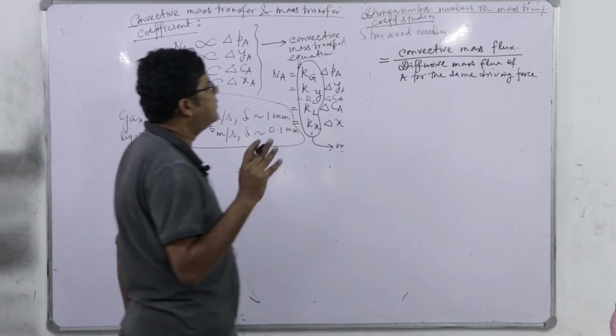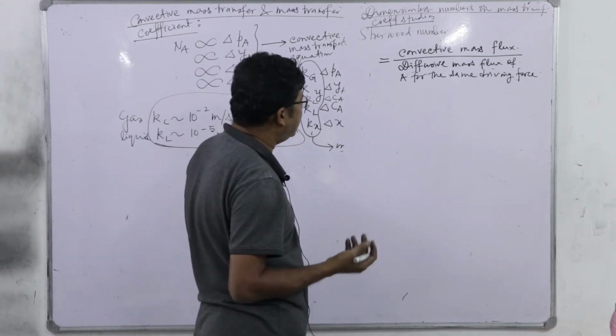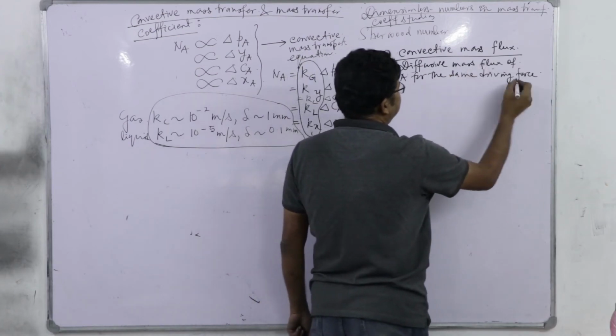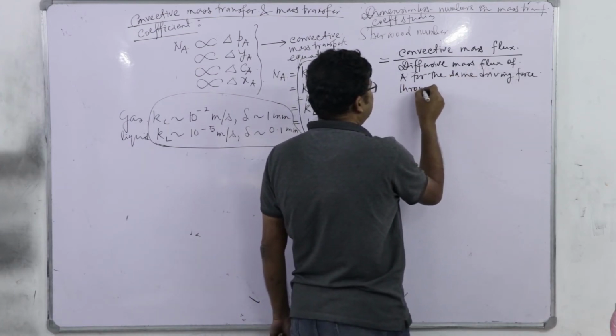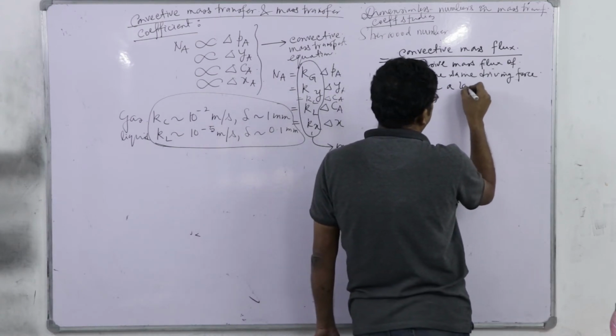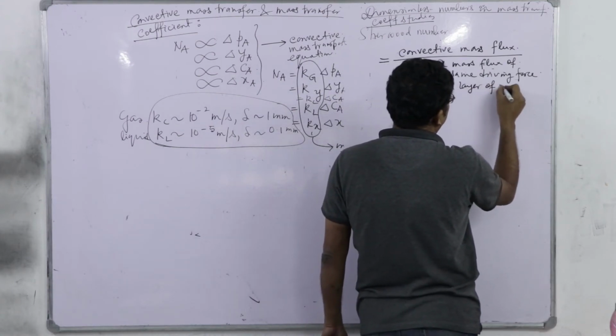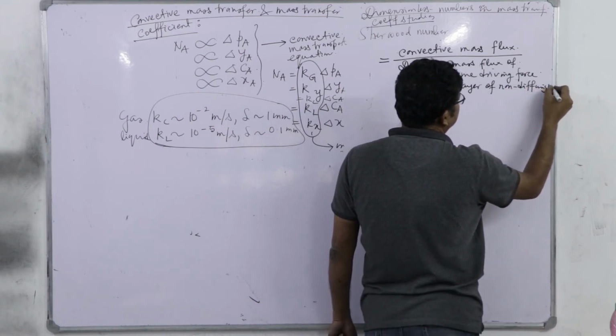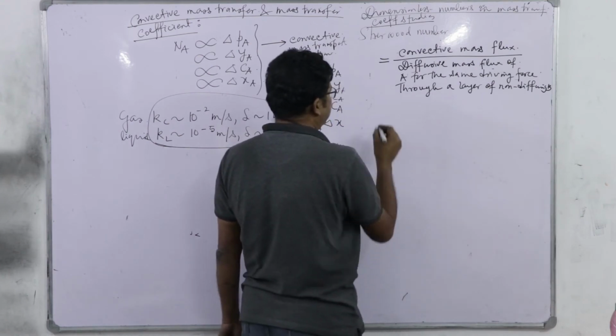And here the diffusive mass flux, whenever I am specifying diffusive mass flux of A for the same driving force, I must specify the condition of B: through a layer of non-diffusing B. Right, that is the definition of Sherwood number.